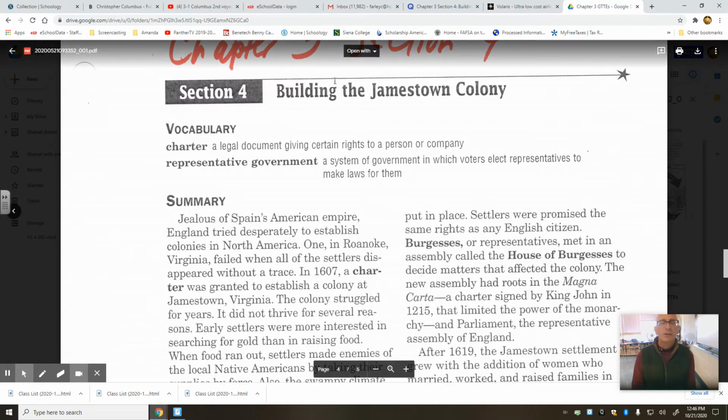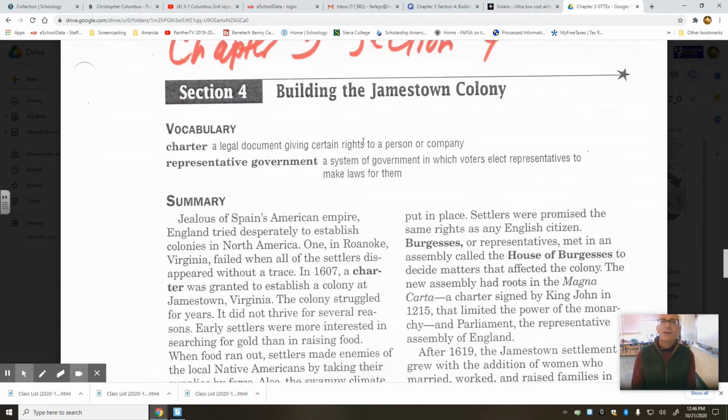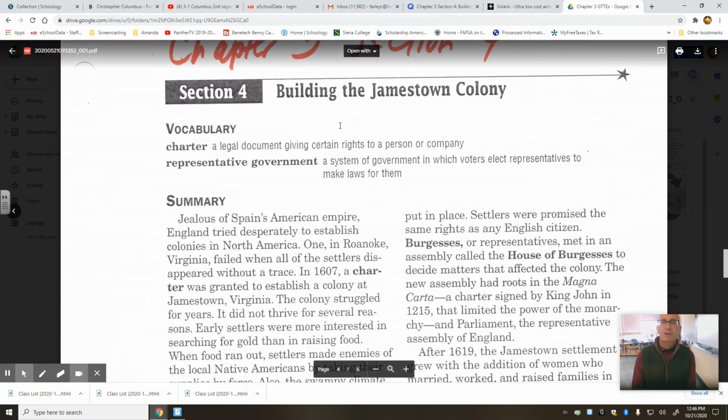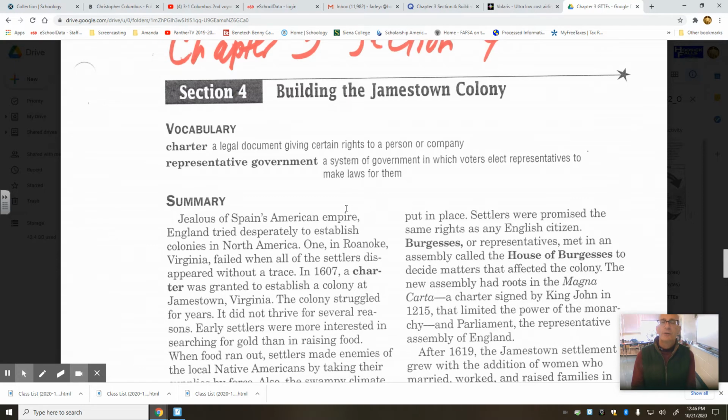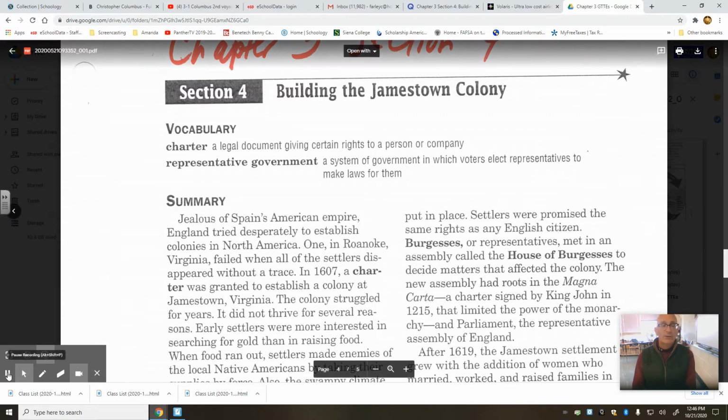This is one of the most puzzling historical stories in our nation's, or in our continent's, history. We weren't yet a nation when that happened, but the disappearance of the Roanoke colony, and we'll show you a video clip in class on that. But this Roanoke colony failed when all of the settlers disappeared without a trace. In 1607, a charter was granted to establish a colony at Jamestown, Virginia.